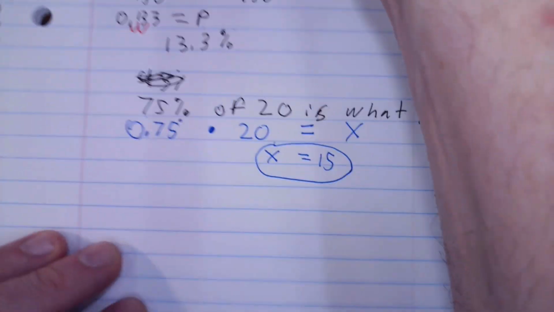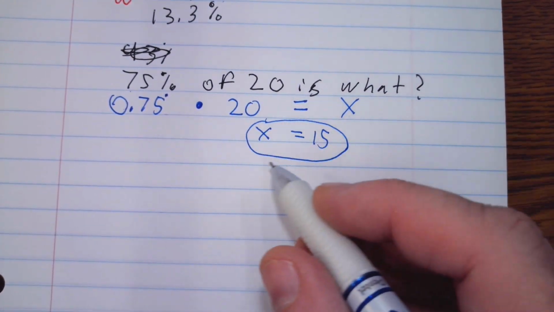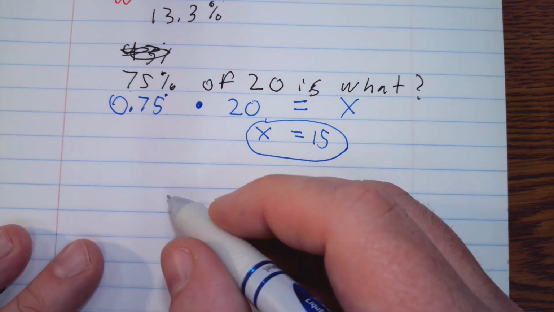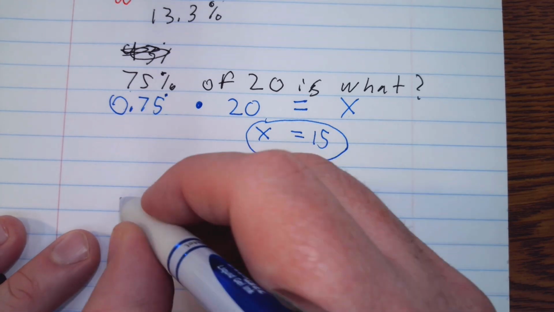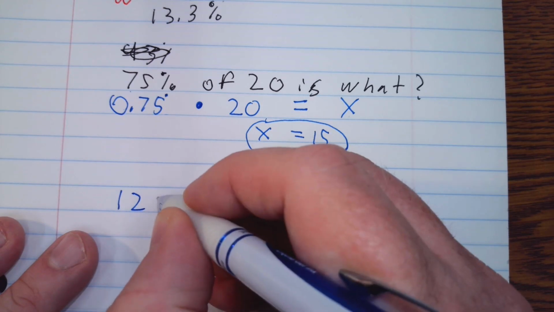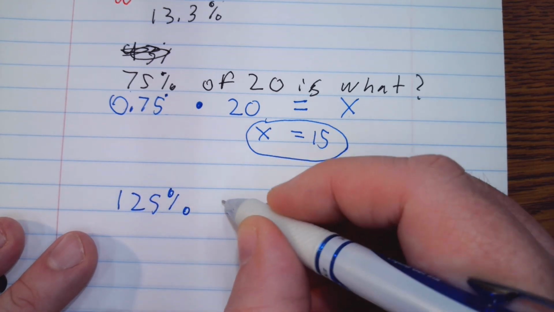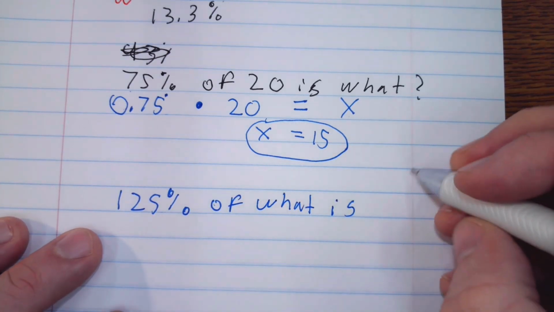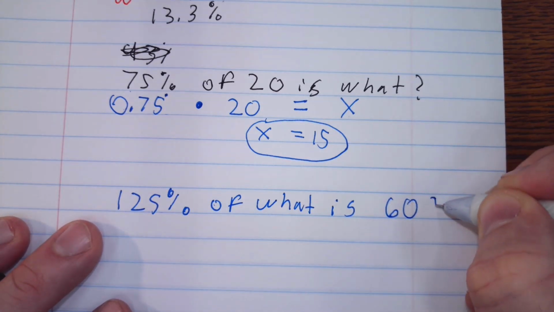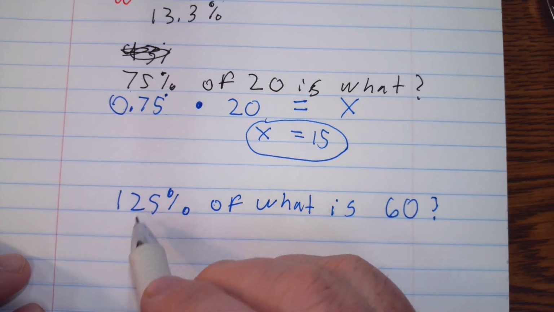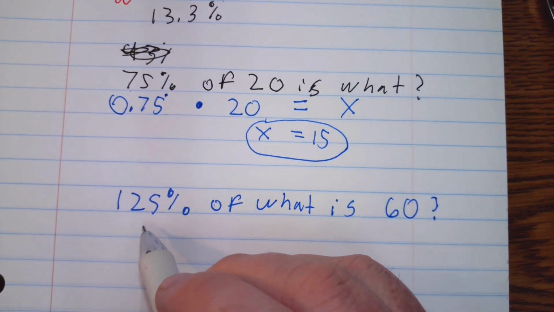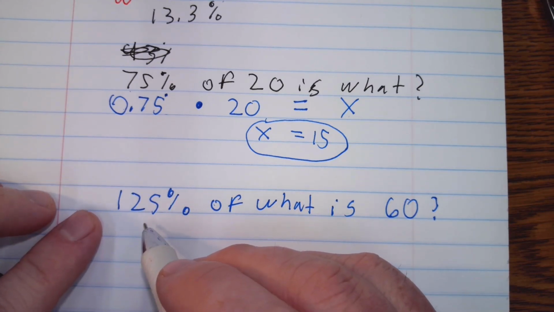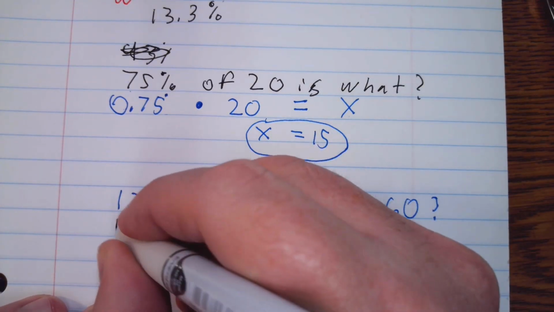All right, there's a third type, and then I'm going to let you kind of work on this thing. So here comes the third type. Okay, 125% of what is 60. Okay, let's translate this again. What does 125% turn into? If you have 125 pennies, how much money do you have? You have $1.25, right? Yeah.